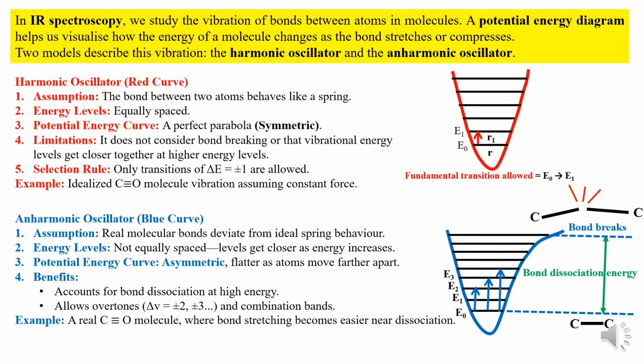And what is the second advantage that you come across in the case of the anharmonic oscillator? It also allows the overtones and combination bands. The meaning of these two will be explained later in the video.